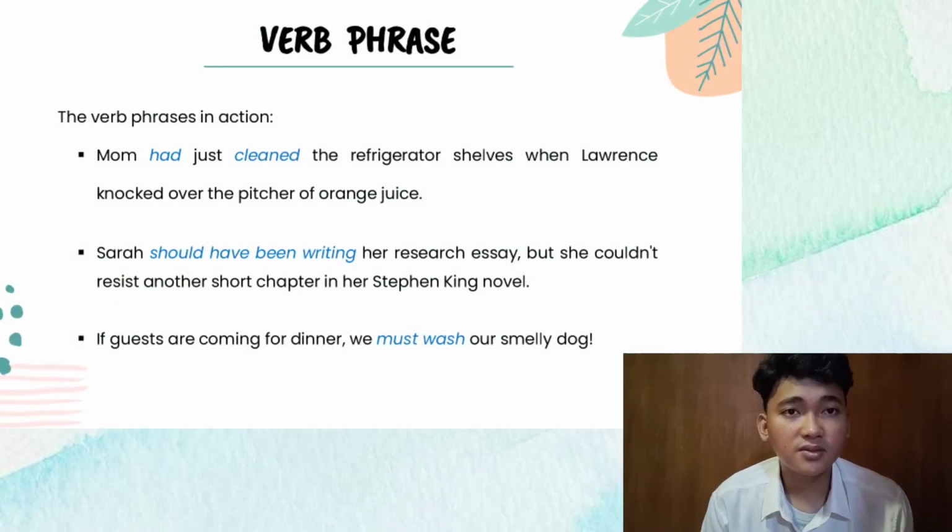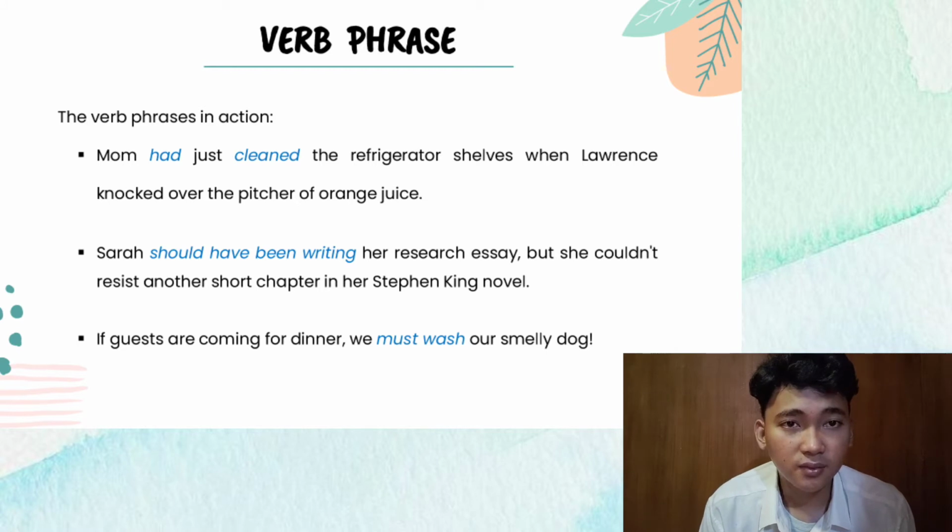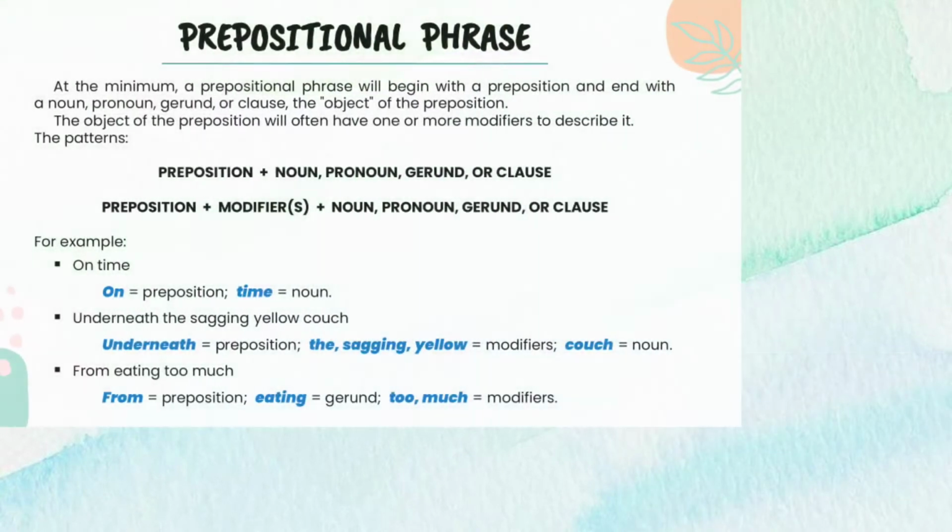The verb phrase in action. Mom had just cleaned the refrigerator shelves when Lawrence knocked over the pitcher of orange juice. Sarah should have been reading her research essay, but couldn't resist another short chapter in her Stephen King novel. If ghosts are coming for dinner, we must wash our smelly dog.